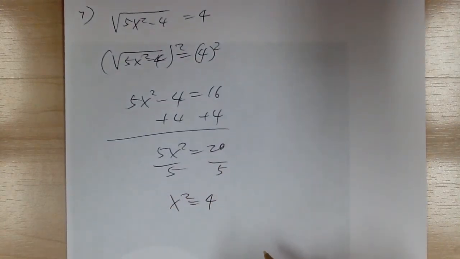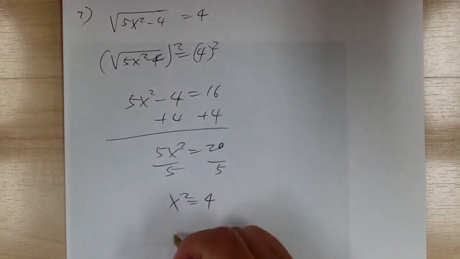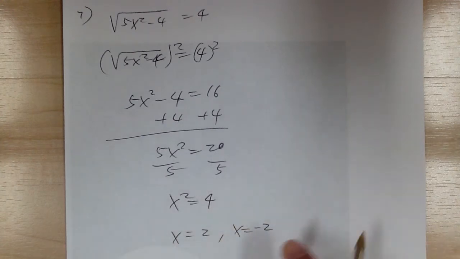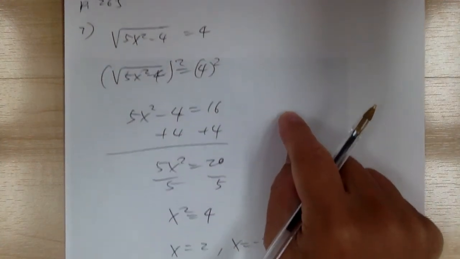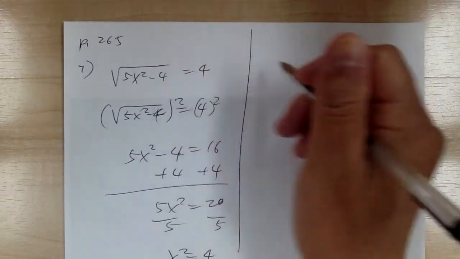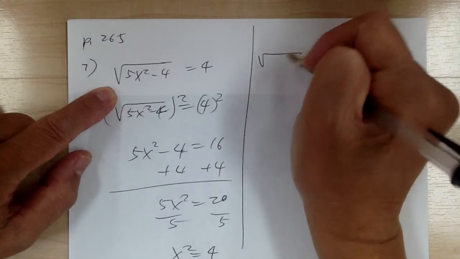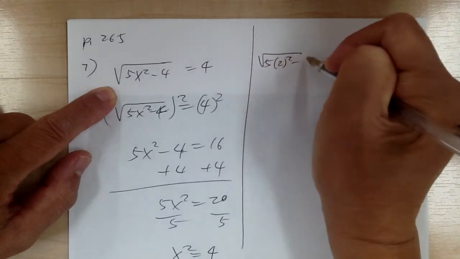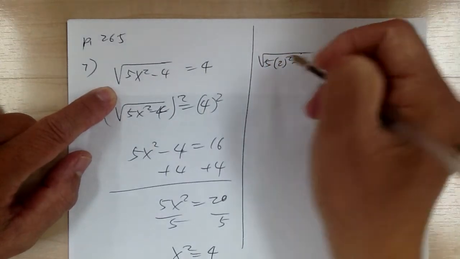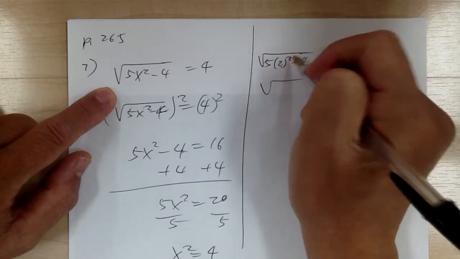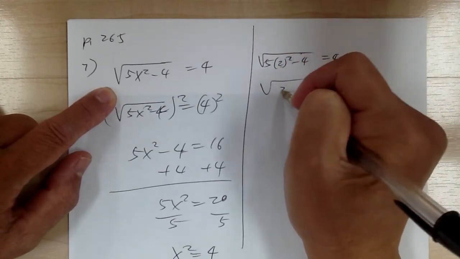Then after that, you can go and take the square root on both sides. So you got x equal to 2. X equal to negative 2. Then you have to check both answers. Okay, so come over here, you check. So let's check the 2 first. So substitute in here. So you got 5 times 2 squared minus 4 equal to 4. And so you're going to get 2 squared is 4. 5 times 4 is 20.